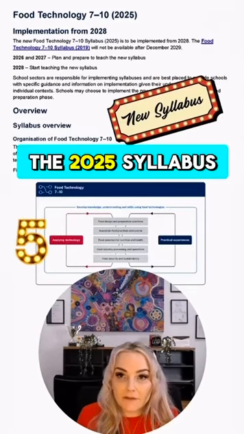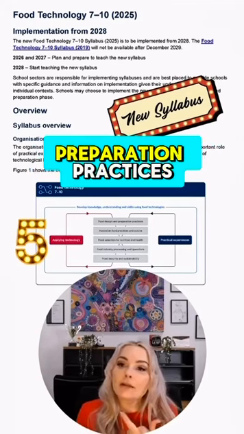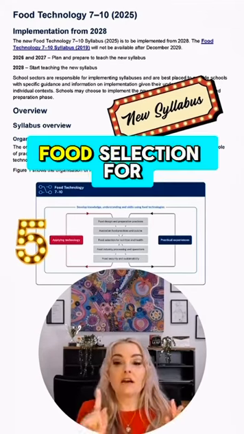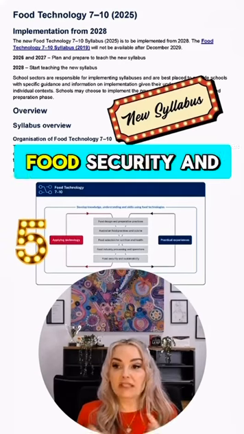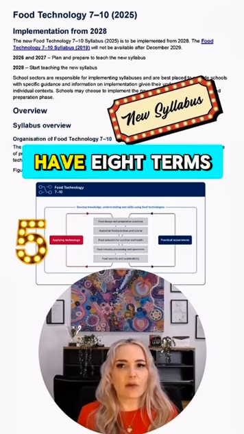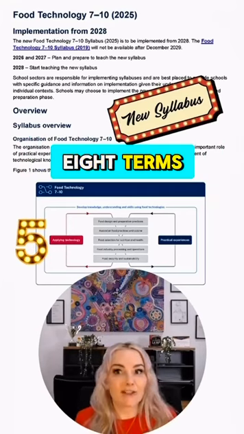The 2025 syllabus only has 5 focus areas: food design and preparation practices, Australian food practices and cuisine, food selection for nutrition and health, food industry processing and operations, food security and sustainability. Now, this is going to be difficult because we have 8 terms. Now, we have 5 content areas and 8 terms.